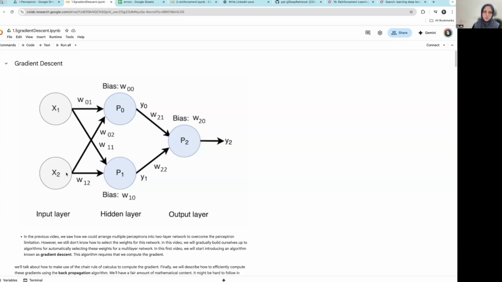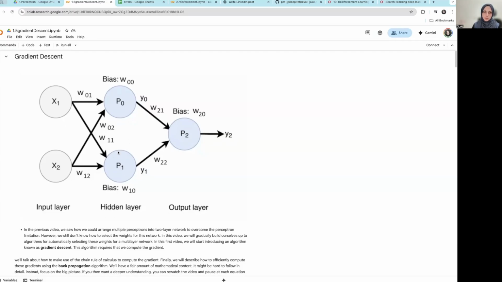In previous videos, we saw how we could arrange multiple perceptrons into two layers of network to overcome the perceptron limitation. However, we still don't know how to select the weights for this network. For example, W01. How can I calculate this? Wait. We will gradually build ourselves up to algorithms for automatically selecting these weights.